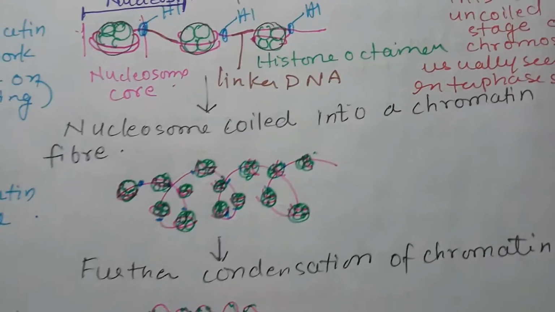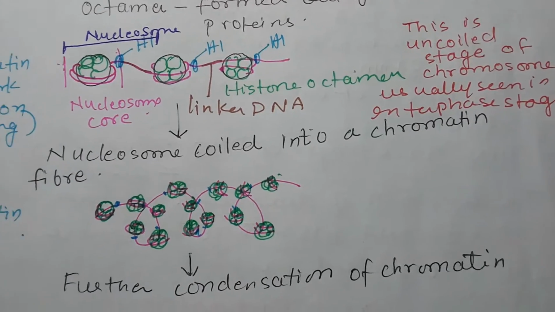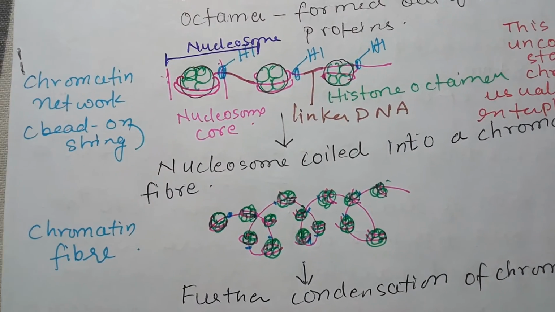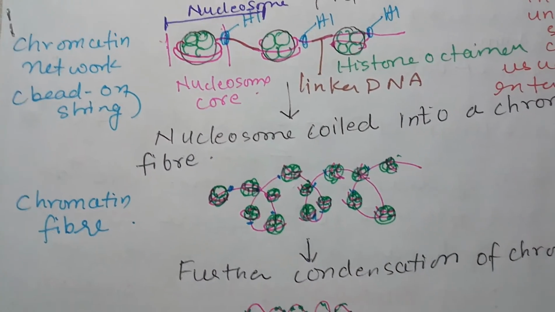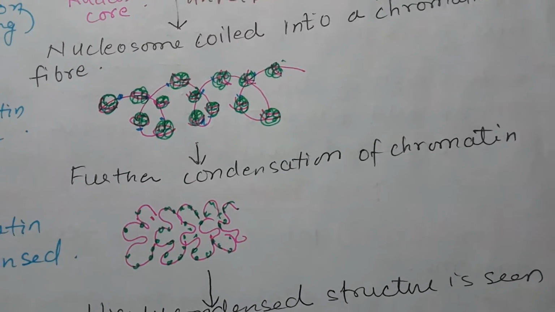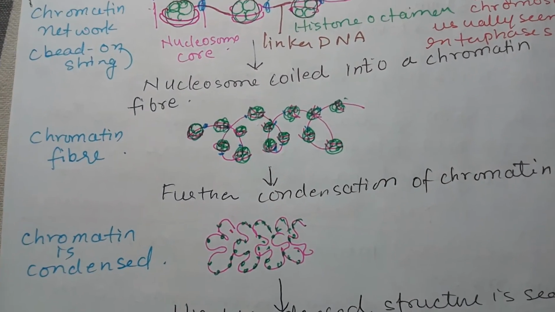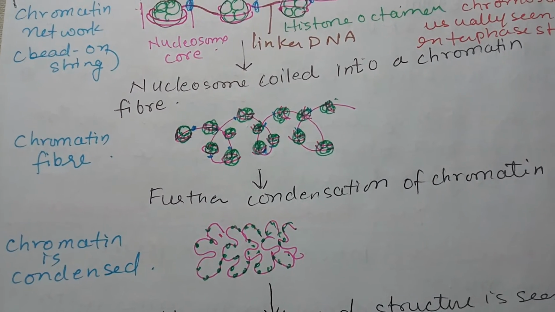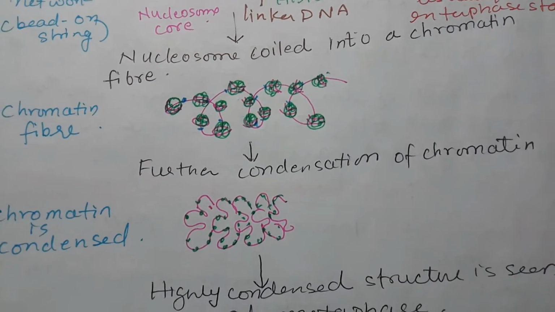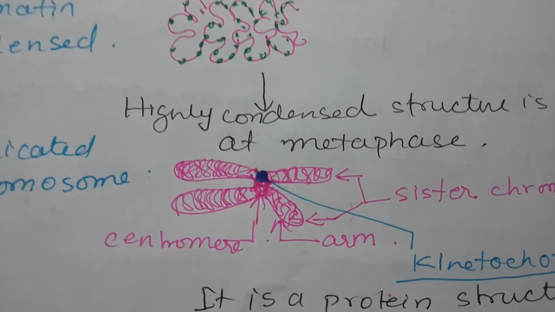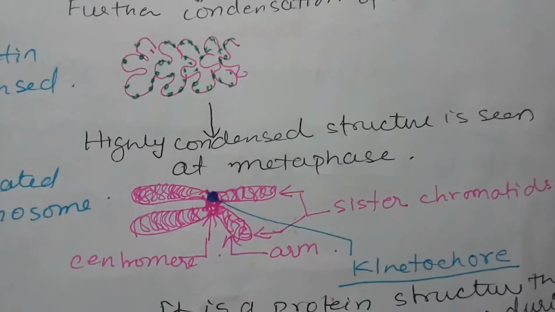Now the next step is further coiling of the nucleosome. Further coiling occurs, and it is converted into chromatin fiber. It further condenses, again some organized form of coiling occurs, and we say that chromatin is now condensed. The highly condensed structure of this you will see in metaphase, where you will see the duplicated structure of the chromosome.